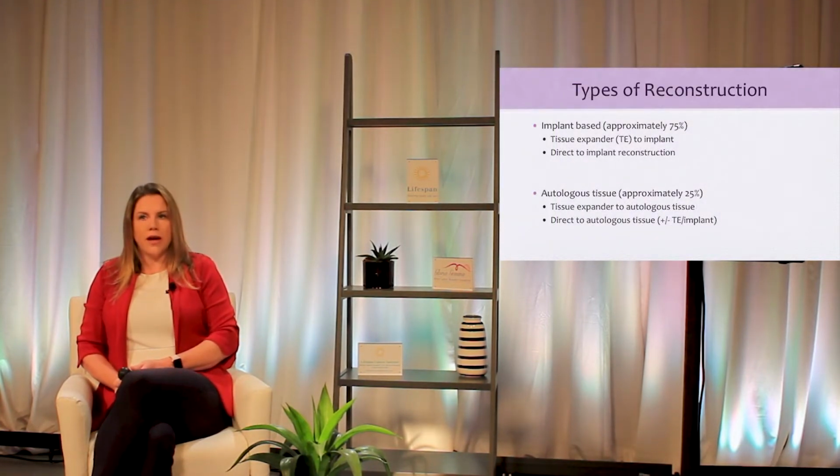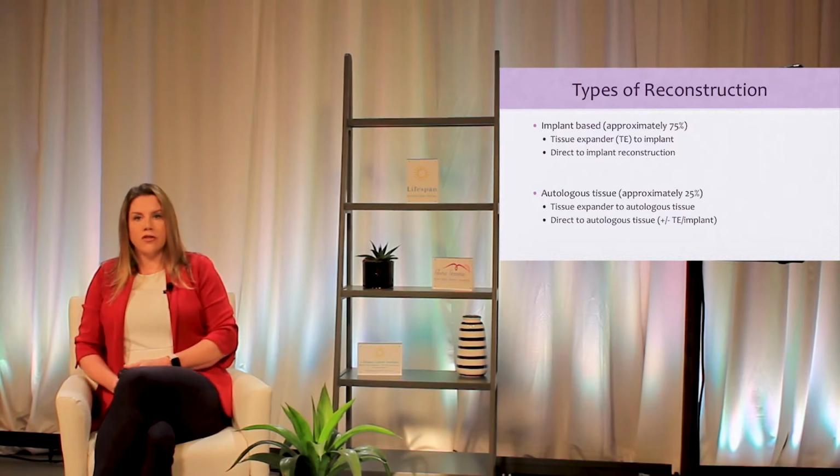There are a number of types of reconstruction. The two main common pathways to reconstruction are either implant-based or using a patient's own tissue, which is called autologous tissue. The implant-based pathway involves either use of a tissue expander, which then can be switched later to an implant, or sometimes direct-to-implant reconstruction at the time of mastectomy. Autologous tissue, in the same vein, can be done either at the time of mastectomy or can also be after a tissue expander has been placed previously. And to make it a little more complicated, use of autologous tissue can also be done with implants and tissue expanders at a later date as well.